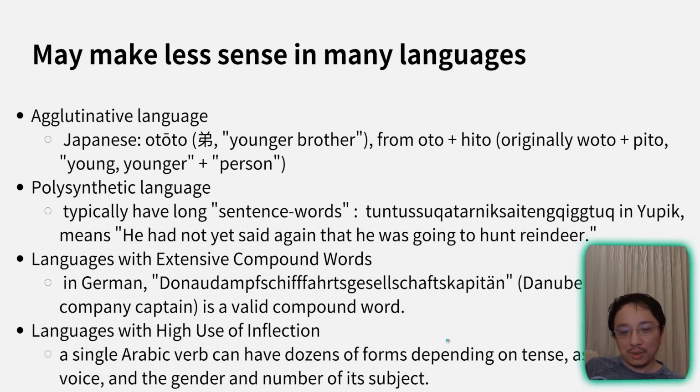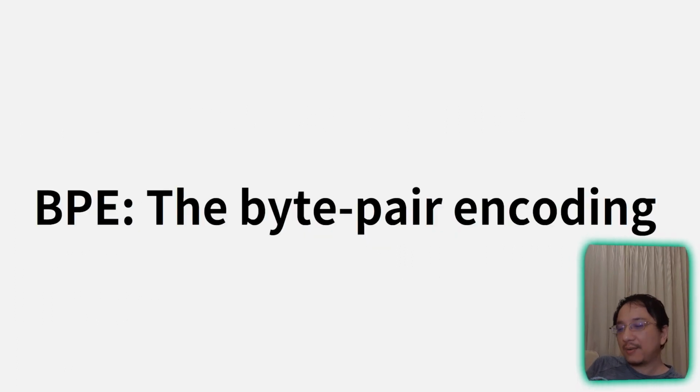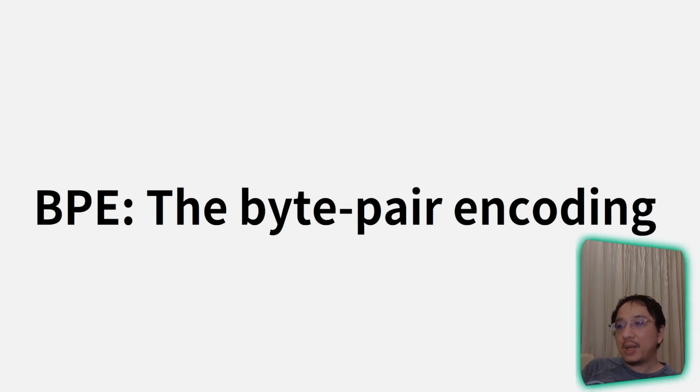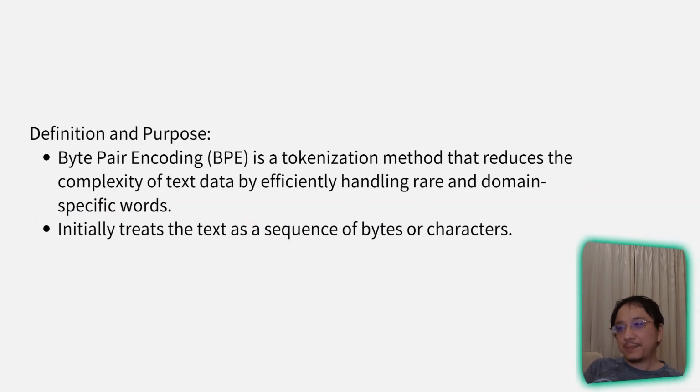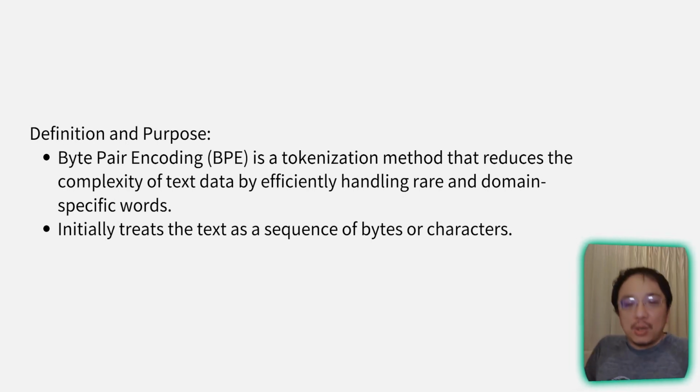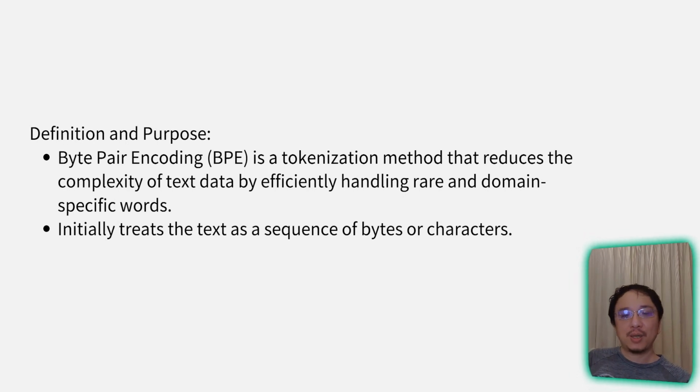So subword tokenization is the mainstream. Maybe 5 or 10 years later, character level will come back again to be the mainstream. So let's explore some other methods to do the tokenization. One of the famous methods is BPE, byte pair encoding. So what is it? Byte pair encoding is a tokenization method that reduces the complexity of text data efficiently, handling rare and domain-specific words. It is an algorithm for building a dictionary of tokens that we can use.